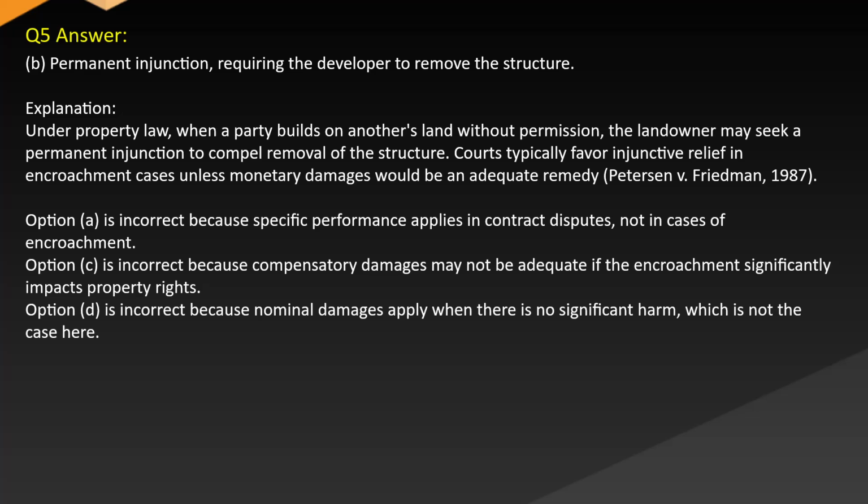Answer. B. Permanent injunction, requiring the developer to remove the structure. Explanation. Under property law, when a party builds on another's land without permission, the landowner may seek a permanent injunction to compel removal of the structure. Courts typically favor injunctive relief in encroachment cases unless monetary damages would be an adequate remedy. Peterson v. Friedman, 1987. Option A is incorrect because specific performance applies in contract disputes, not in cases of encroachment.